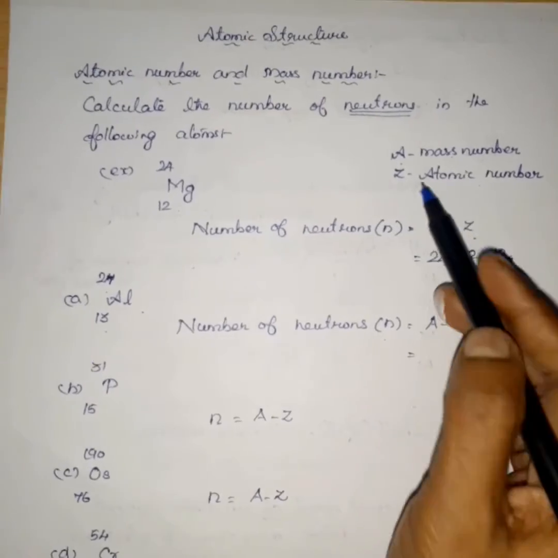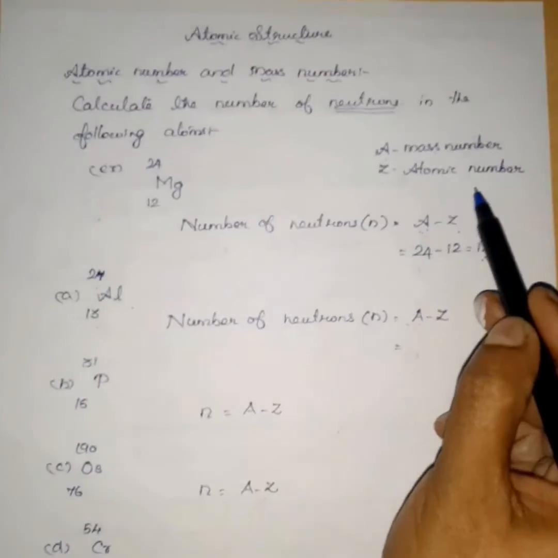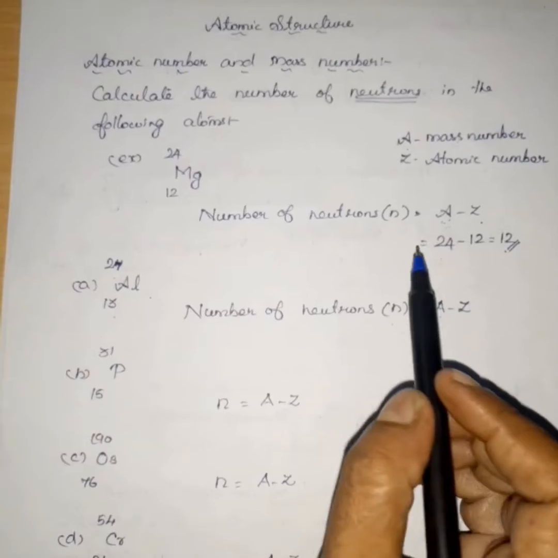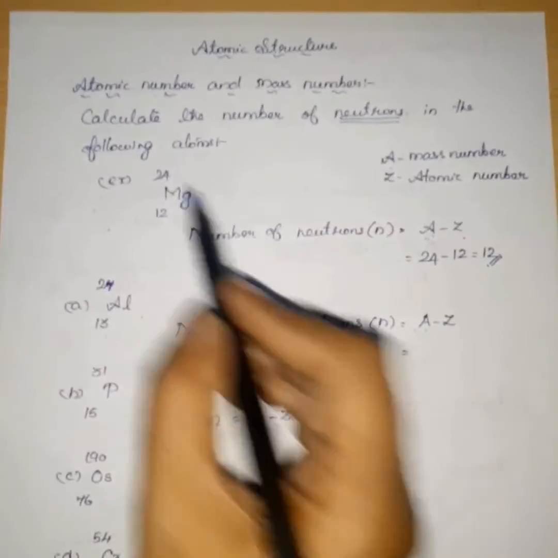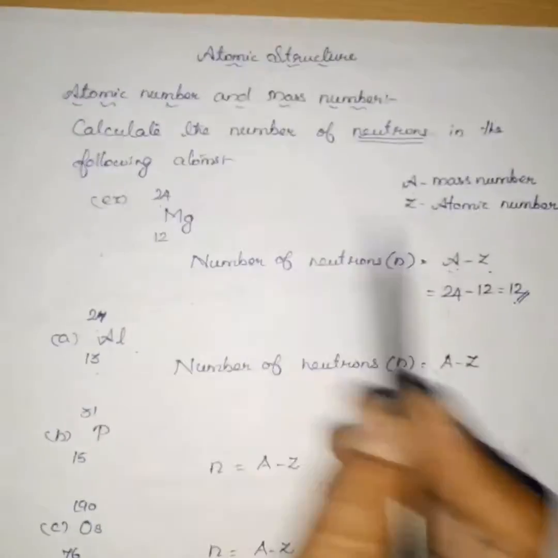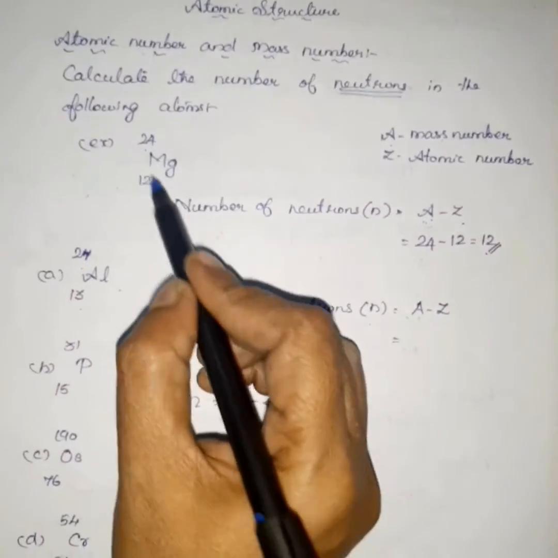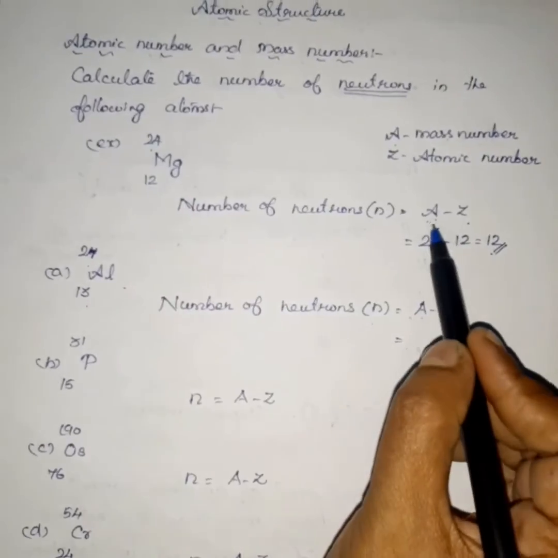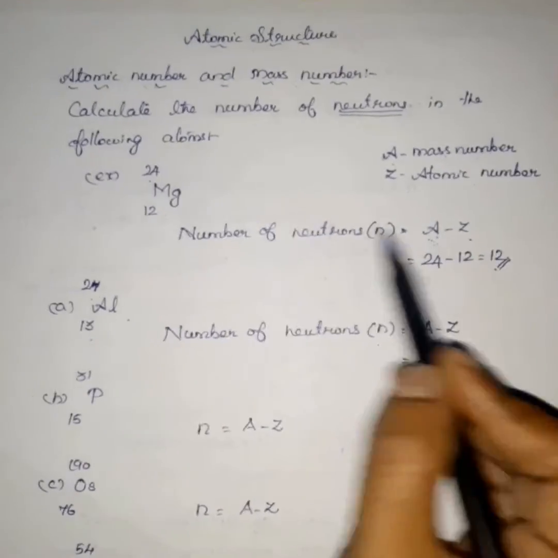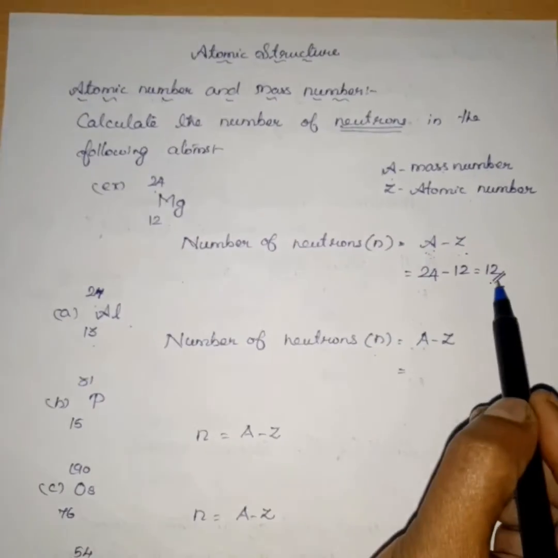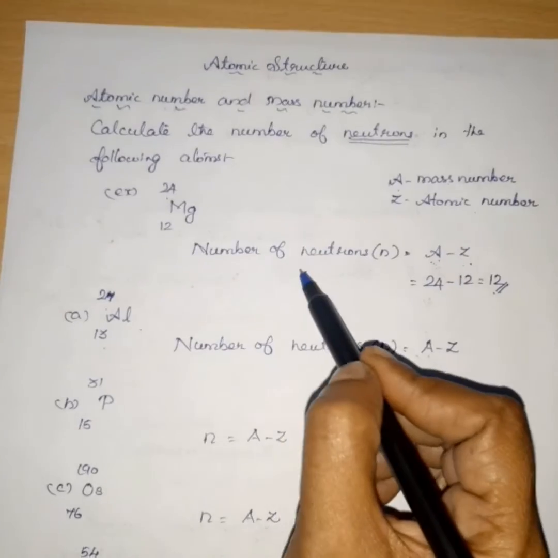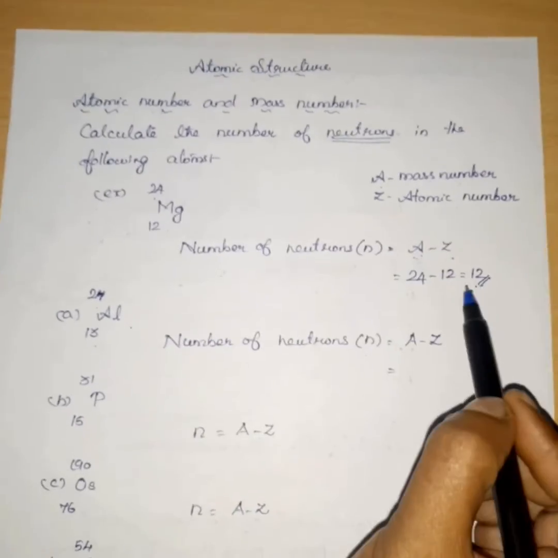A is what? Mass number. Z is what? Atomic number. Here the mass number is 24 and the atomic number is 12. So mass number minus atomic number: 24 minus 12 is equal to 12. So the number of neutrons present in magnesium is 12.